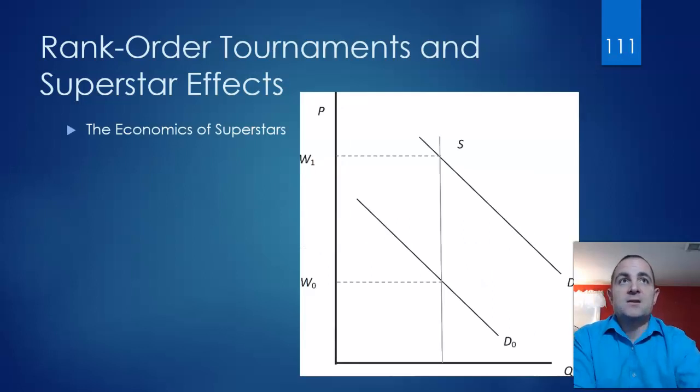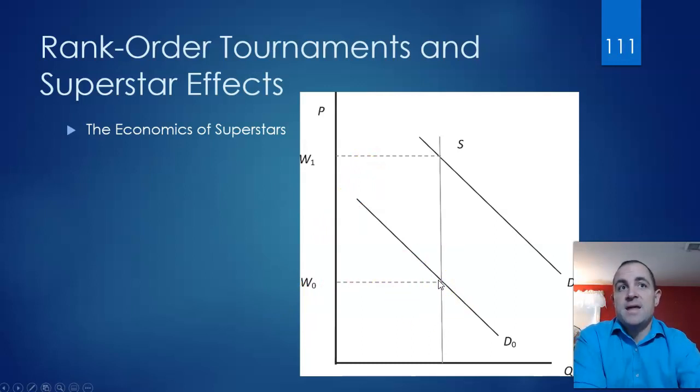Okay. So now let's just talk about the idea of superstars. The superstar effect refers to the differences in incomes that are disproportionate to the differences in performance. So this figure here shows the situation facing two brain surgeons. Okay, so if both brain surgeons are equally skilled, they both receive the same pay, which is W0.